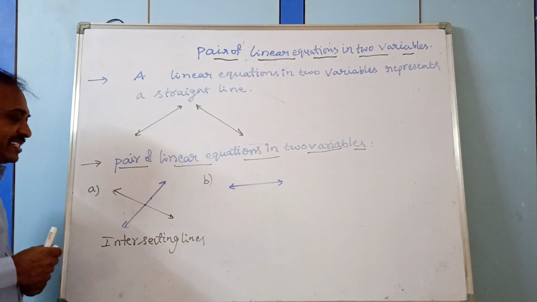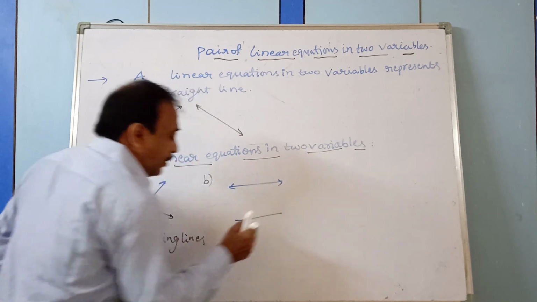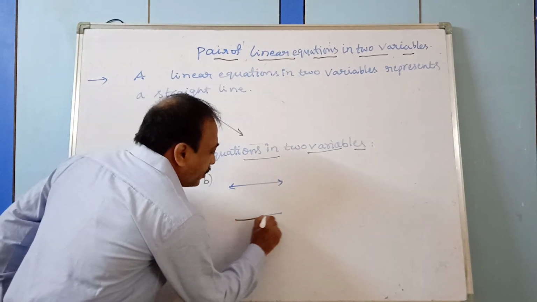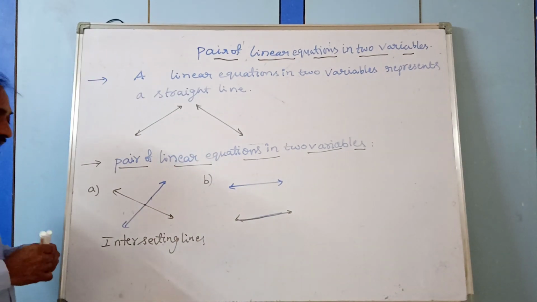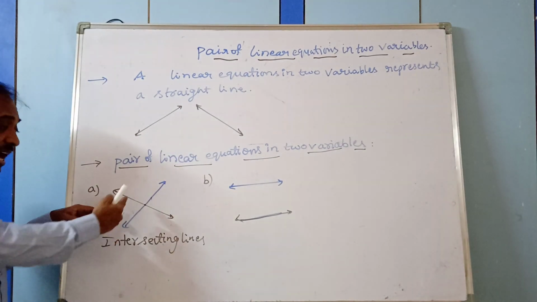Now suppose I ask another person to come and draw a line, and one more student comes and draws a line like this. Now what can you say about these lines? Are they meeting at a point? These two lines are meeting at a point.